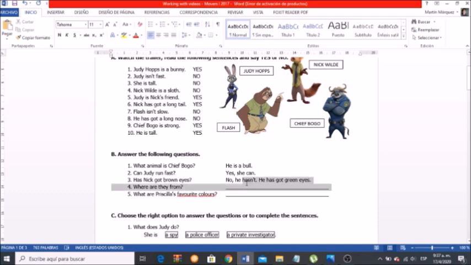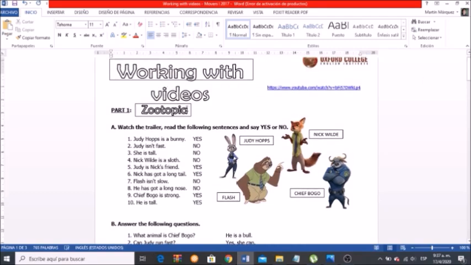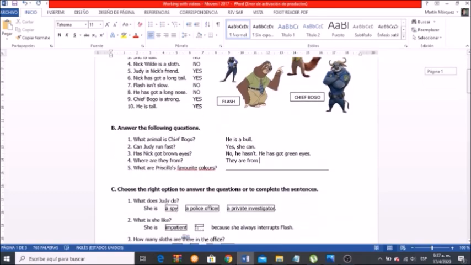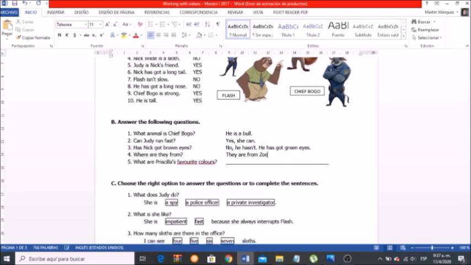Question number four. Where are they from? They are from. And what is the name of the movie? Look. Zootopia. Very good. So they are from Zootopia. Zootopia is the name of the city. Very good. And the last question.